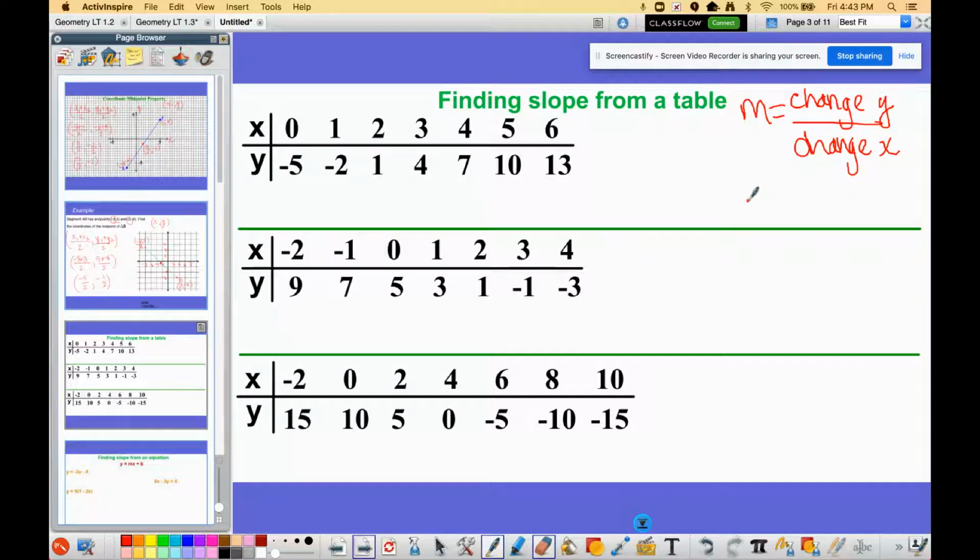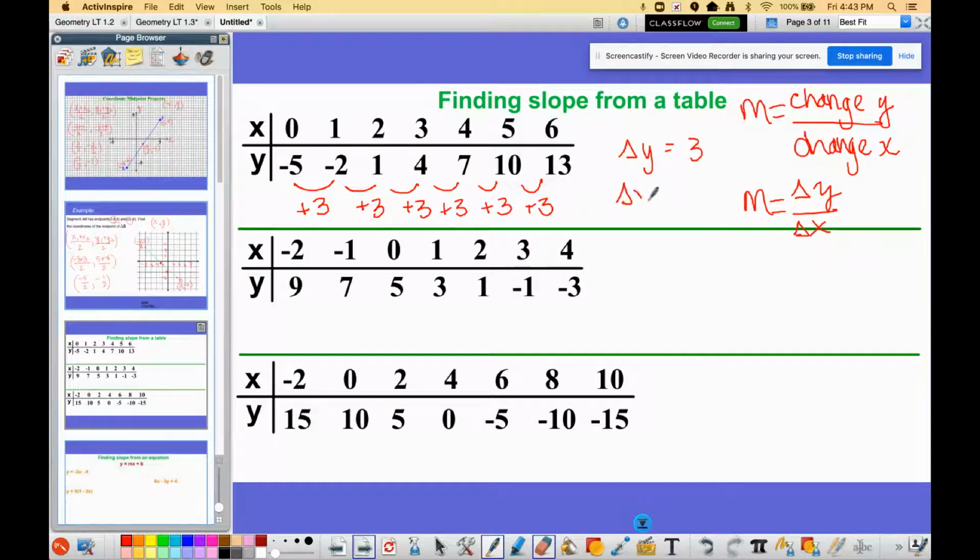I don't know if you learned this before, but I like to teach the abbreviation where you use the delta symbol. So change in y over change in x. Makes it a little quicker. So we're going to look at what is this change in y. Going from -5 to -2, the change is 3, and it's going up. So we're adding 3. From -2 to 1, from 1 to 4. That's consistent. We're adding 3 each time. So my change in y is 3.